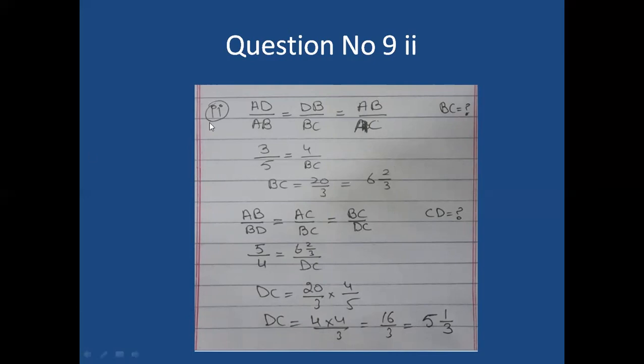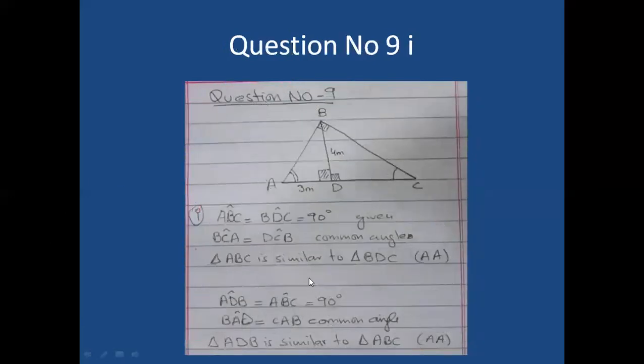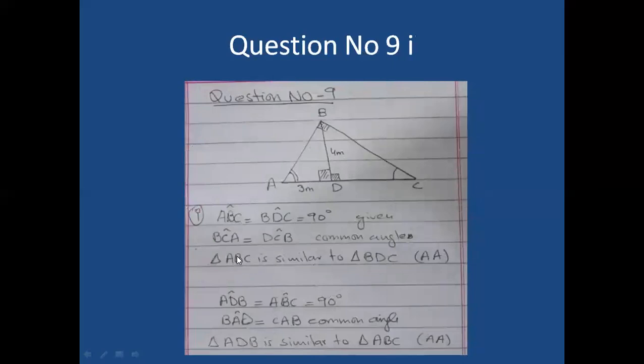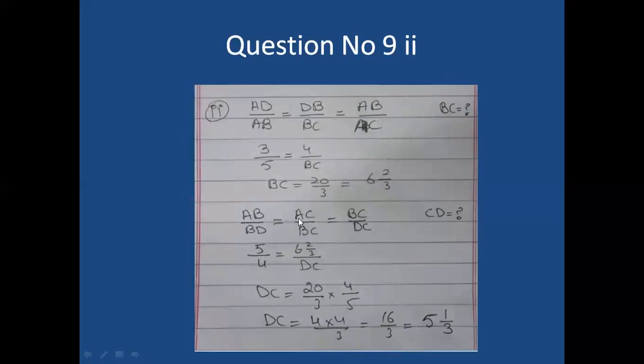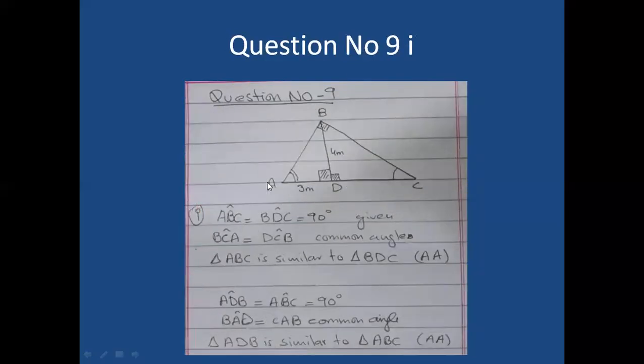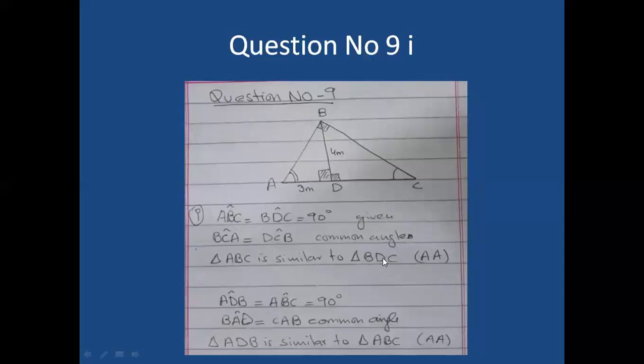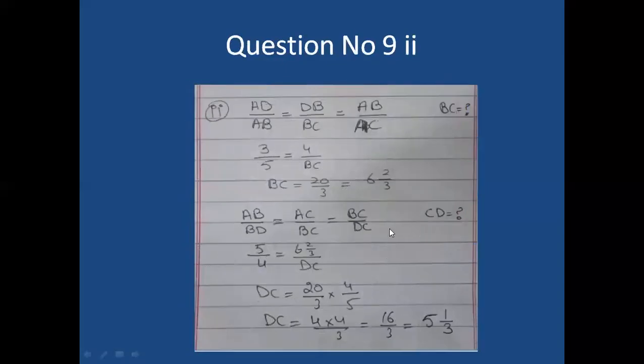The next question is find the CD. First I will take these two, they are similar to each other. So AB by BD, here you see AB by BD, and BC by DC. You can see here, I've written here, sorry, the small one was here, AC by BC, and BC by DC.